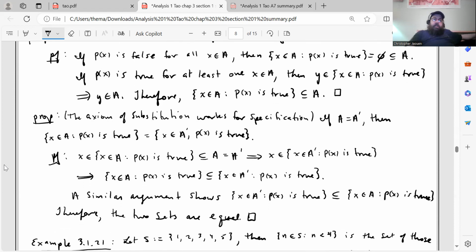Another proposition that he states without proof, and I'm just labeling it here: the axiom of substitution works for specification.